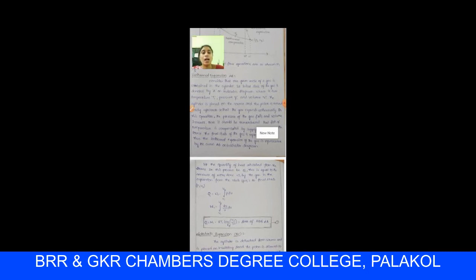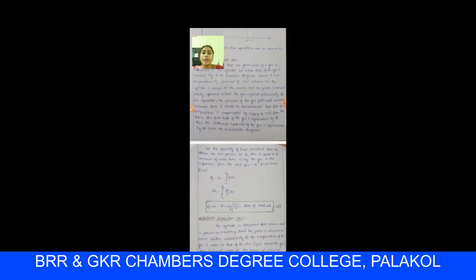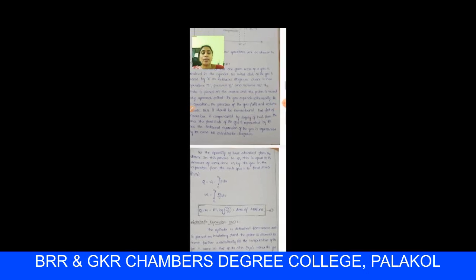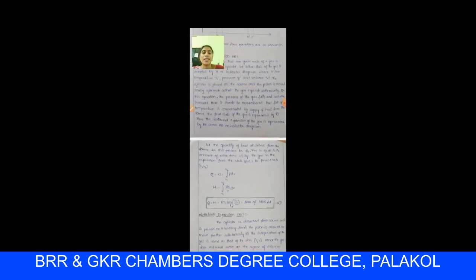Pressure falls and the volume increases in this operation. Hence, it should be remembered that fall of temperature is compensated by supply of heat from the source. The final state of the gas is represented by B. Here the gas expands isothermally from A to B. Thus the isothermal expansion of a gas is represented by the curve AB on the indicator diagram.